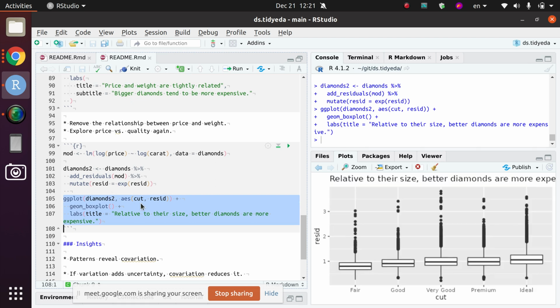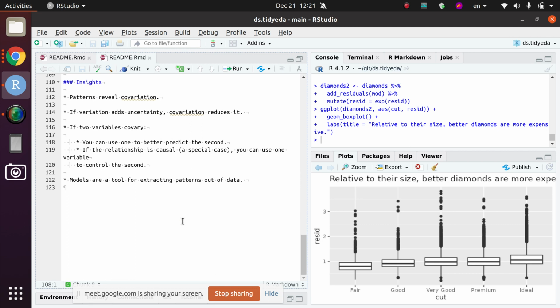If we plot quality now versus this residual price, we see what we would have expected before, which is the idea that once we make the price relative to the size, then better diamonds are more expensive. So the price increases with the quality of the diamond. So that's it. And there's a final insight.